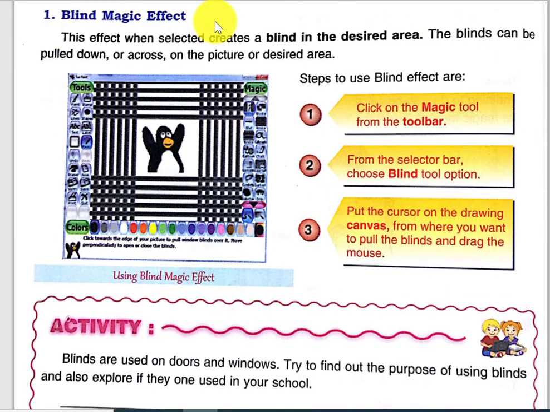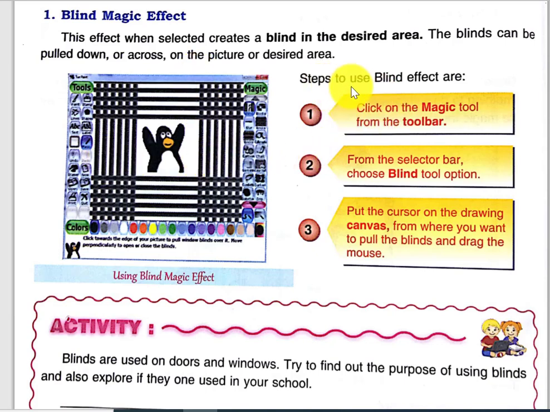the blind magic effect. This effect, when selected, creates a blind in the desired area. The blinds can be pulled down or across on the picture or desired area. As you can see, you have inserted one picture and these are the blinds. It's your wish, you can put the blinds only at the bottom of the picture, or from the top, right or left.